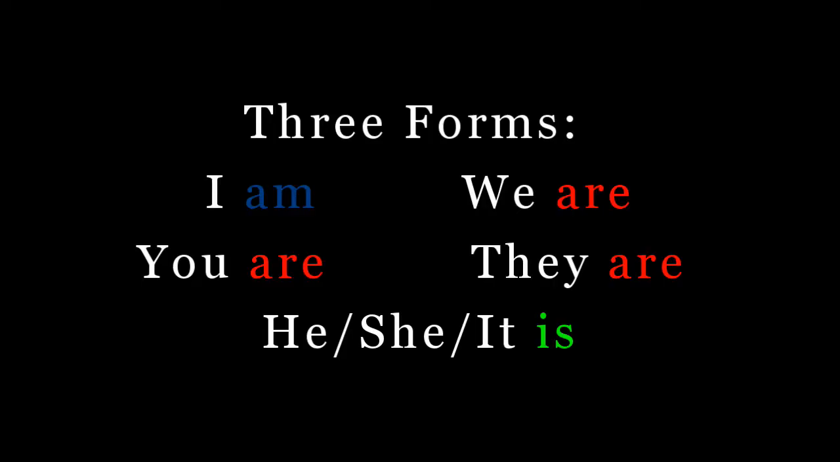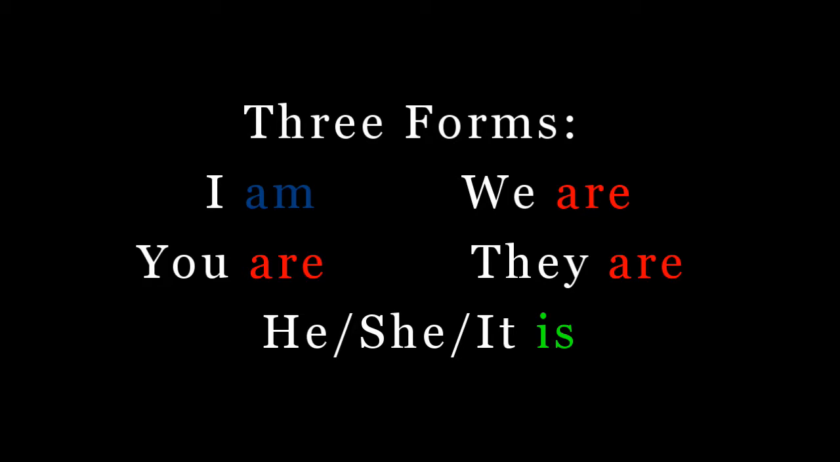Okay, so to be in the present simple, einfache Gegenwart. We have three forms. So I am, you are, he, she, it is, we are, they are. In der einfachen Gegenwart haben wir drei Formen hier. Am, are oder is. I am, ich bin, you are, du bist oder ihr seid. He, she, it is, er, sie, es ist. We are, wir sind, they are, sie sind.